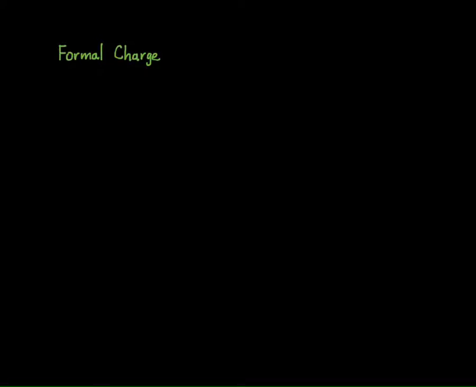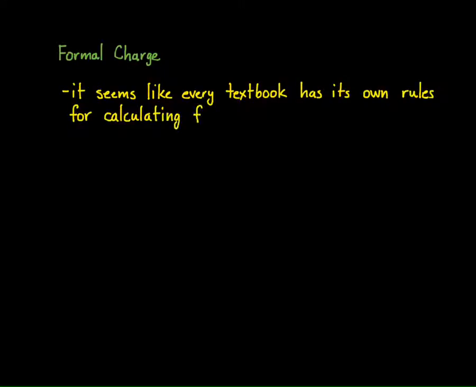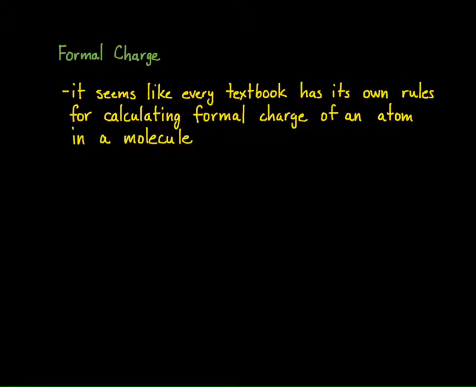In this section, we're going to talk about formal charge. Now, I mentioned it in the previous video, and it's important to be able to calculate formal charge. And again, remember a nice little review of general chemistry. Formal charge is simply the charge that we give on a particular atom depending on the number of electrons around it. And interestingly enough, it seems like every textbook has its own rules for calculating formal charge of an atom in a molecule. Now, this can be fairly confusing.